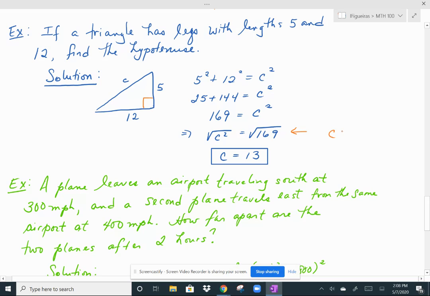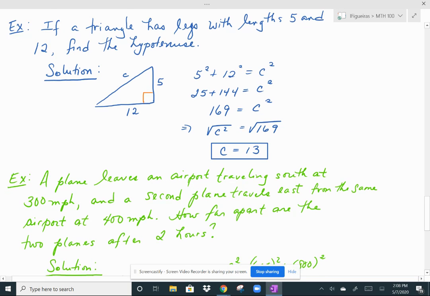Now, normally we would say plus or minus 13, but because we're solving for the side of a triangle, you can't have a dimension that's negative. Would it make sense? You ignore the negative and just choose the positive result. So C is just 13.